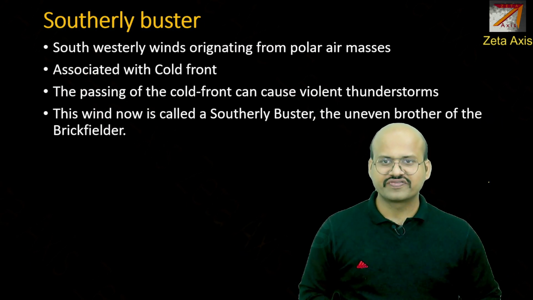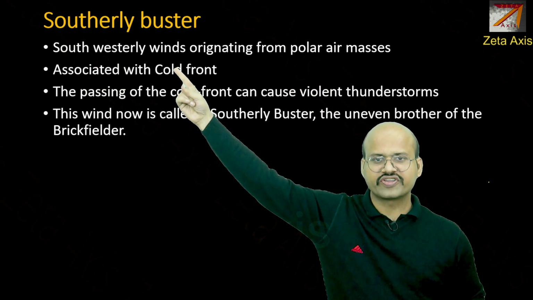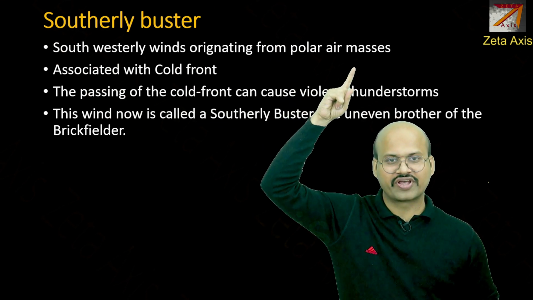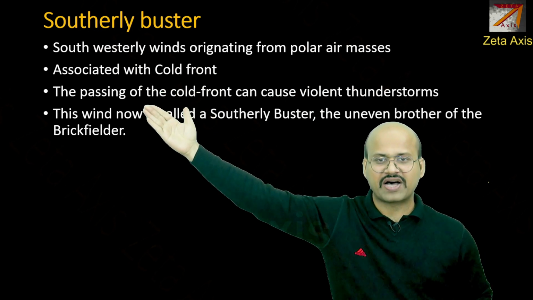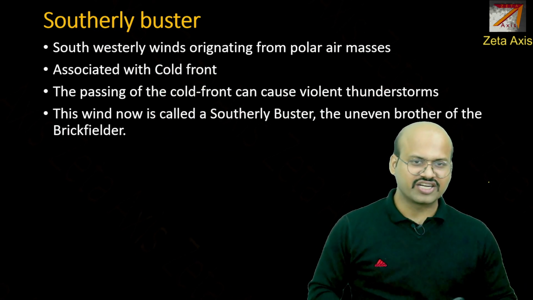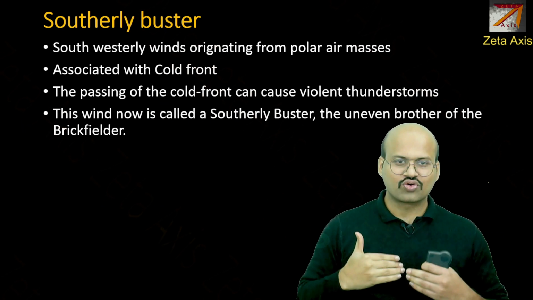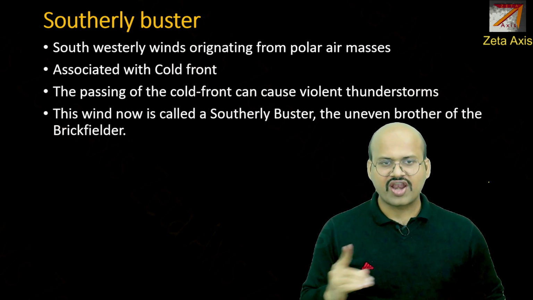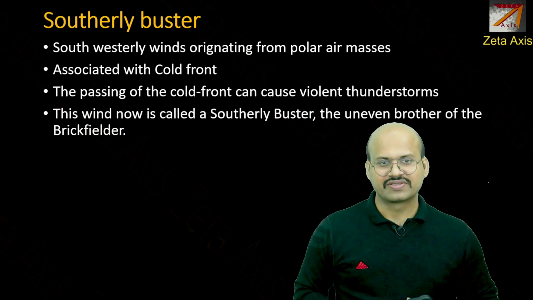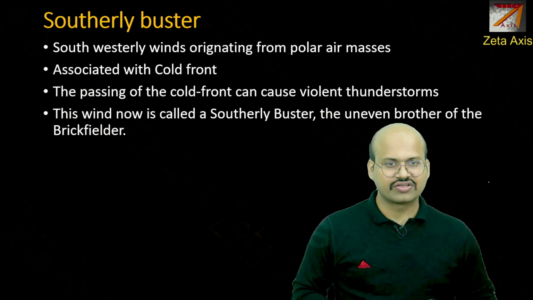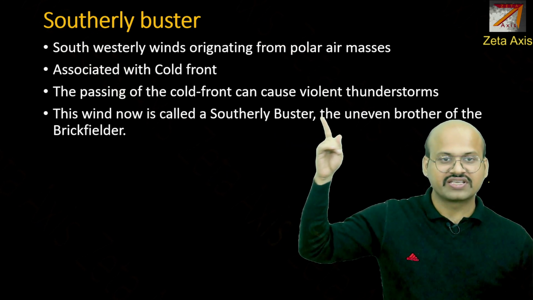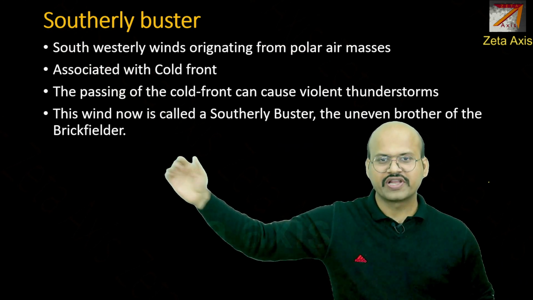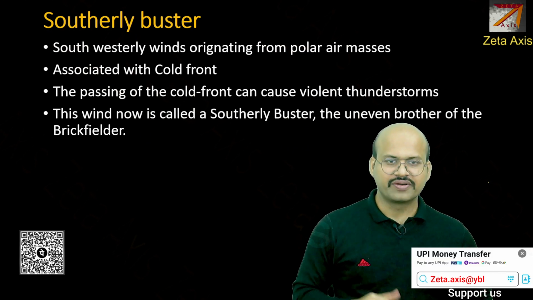And here is a summary of Southerly buster. It is a southwesterly wind originating from the polar air masses, and it is also associated with a cold front. The passing of a cold front causes violent thunderstorms. We see that when the cold front moves forward, there is a squall line, that is, there are thunderstorms on the cold front which can cause heavy rainfall. So the Southerly buster is the uneven brother of Brickfielder, and it generally follows the Brickfielder.